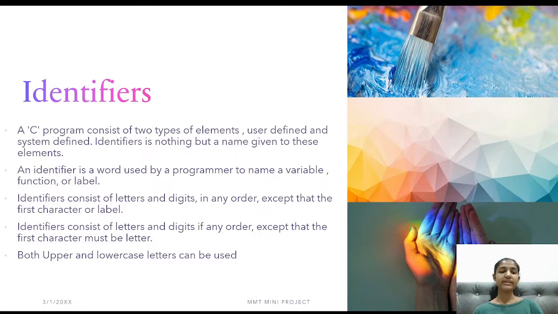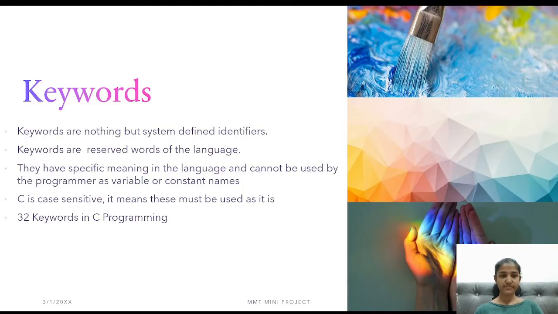Identifiers consist of letters and digits in any order except that the first character must be a letter. Both uppercase and lowercase letters can be used. Let's move on to the next topic, which is keywords.